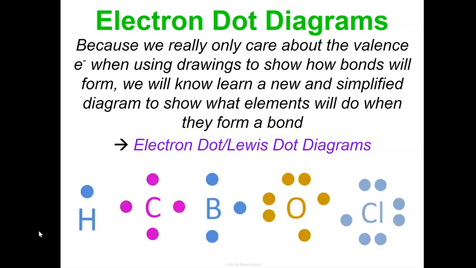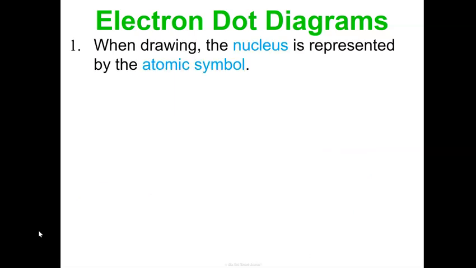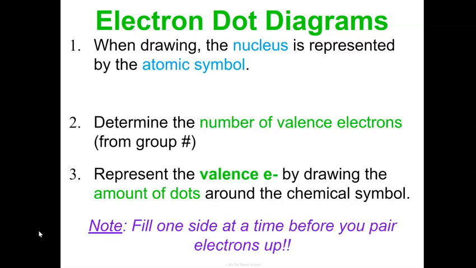Here are what the Lewis models look like. Remember that you use the inside with the atomic symbol. So now we don't draw the nucleus and place the protons and neutrons. Now we just put the symbol in. And then we determine the number of valence electrons by looking at the group number. And the valence electrons is the amount of dots.